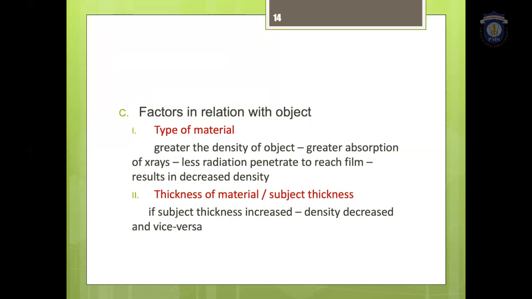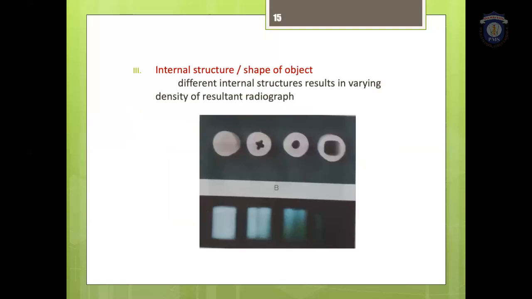Factors in relation with the object. Type of material. The greater the density of the object, the greater the absorption of X-rays, and less radiation penetrates to reach the film, resulting in decreased density. Thickness of material, or the subject thickness. If the subject thickness is increased, the density is decreased and vice versa. Internal structure or shape of the object. Different internal structures result in varying density of the resultant radiographs.